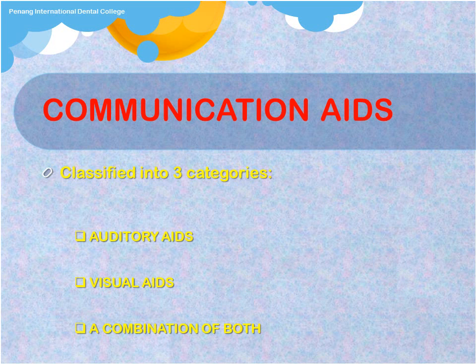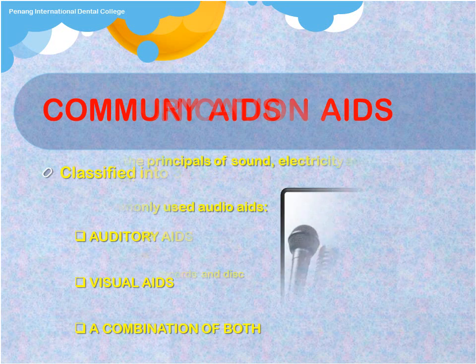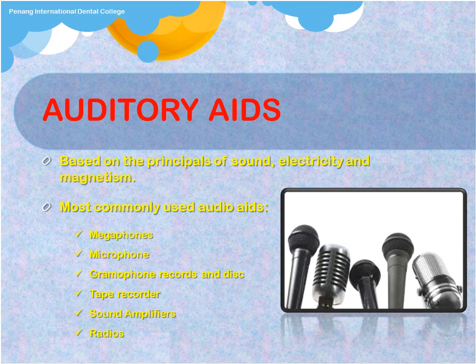Coming to your communication aids, you can have either auditory, visual, or a combination of both. Right now we are having a combination of the auditory, that is the voice which you can hear, which is my voice, and the visual, that is the slides of the presentation. Your auditory aids are based on the principles of sound. The most common examples are radios, microphones, gramophones, tape recorders.